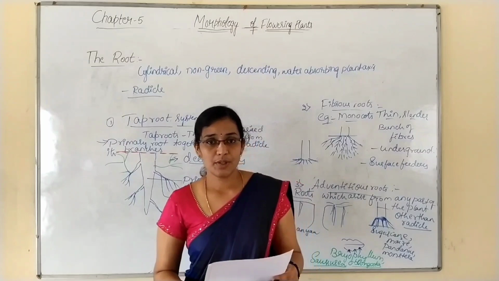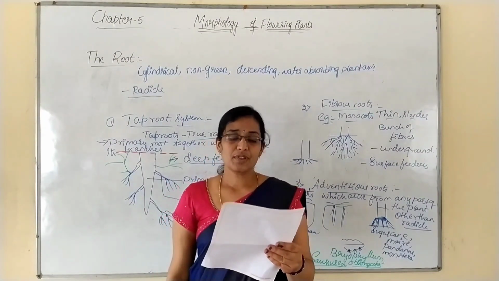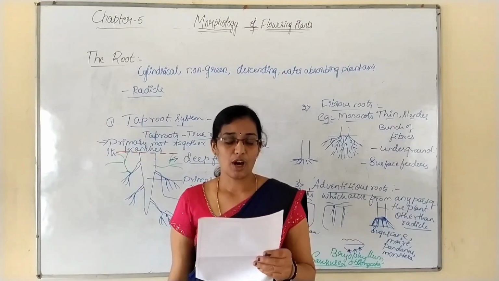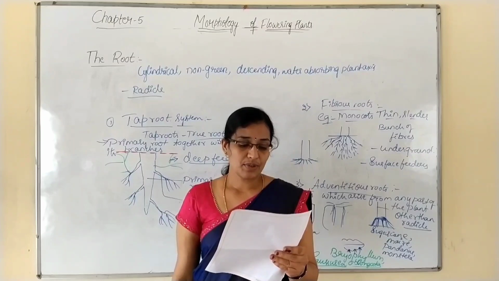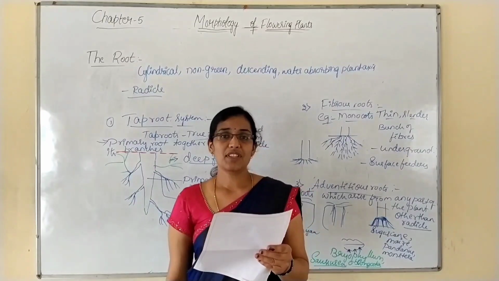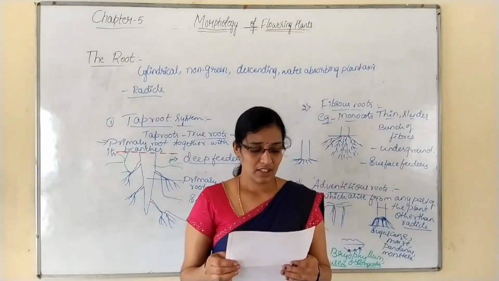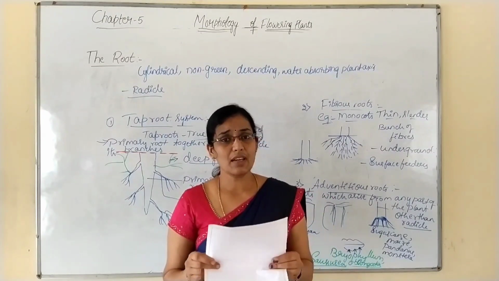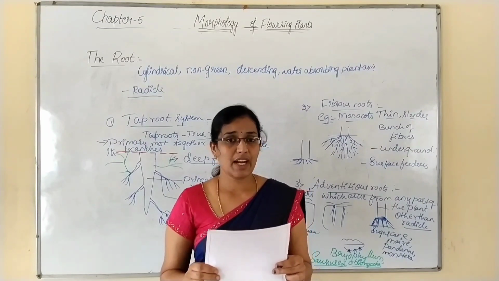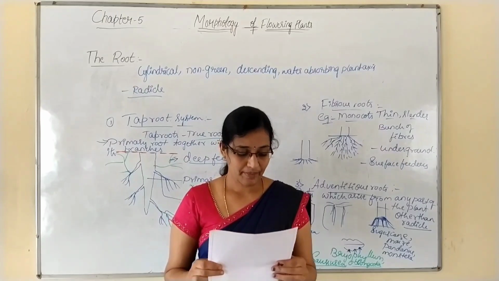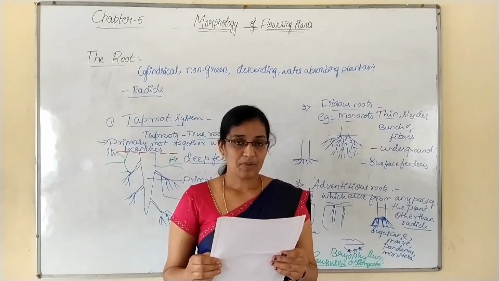And now let us go through some of the MCQs. Question number 1. Taproots are called true roots because: option A, they arise directly from radical; option B, absorbs water; option C, stores food; D, none of the above. So which will be the right option? Taproots are called true roots. Why? Because they arise from the radical directly. So which will be the right option? Option A.